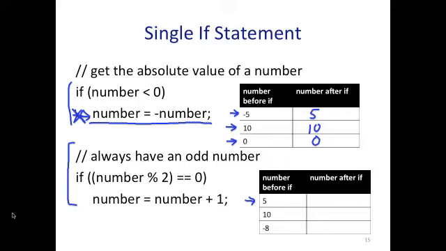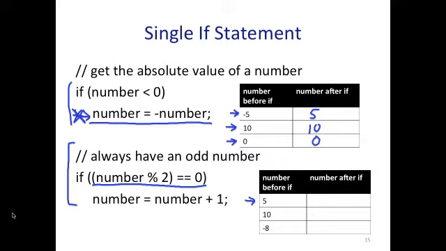Well, one way, a very convenient way, is with the remainder operator. We can divide it by 2. If it's an odd number, the remainder will be 1. If it's even, the remainder will be 0.